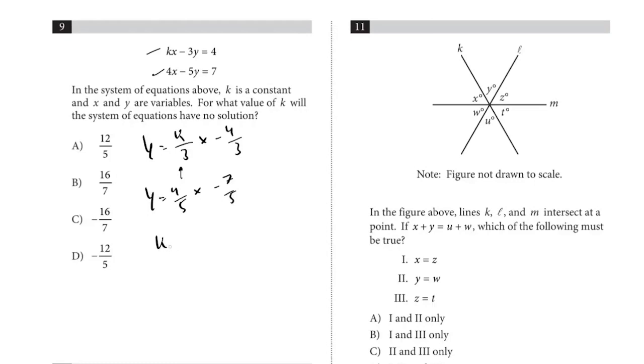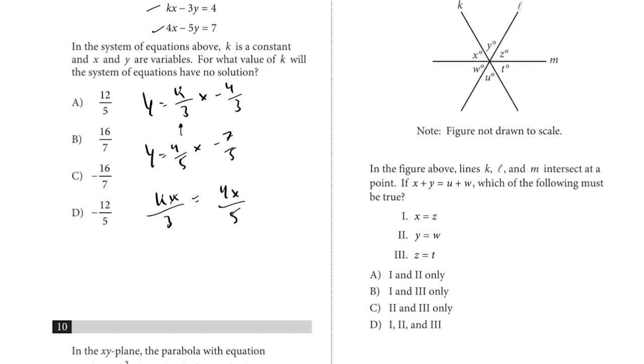So k over 3 has to equal 4 over 5, right? And then if we cross multiply, we get 12. Oh, sorry, we can forget the x right here.